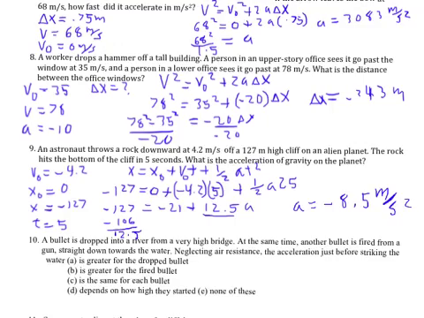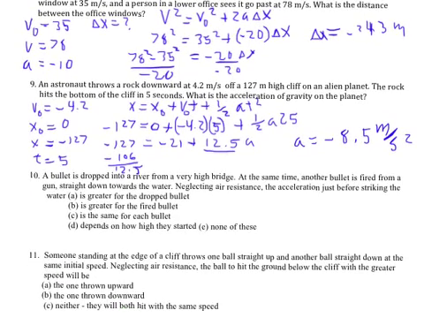Alright, enough of that sort of stuff. Let's go to these other ones. Okay, a bullet is dropped into a river from a very high bridge. At the same time, another bullet is fired from a gun straight down towards the water. If we neglect air resistance, the acceleration just before striking the water, keep in mind the entire time something is falling, it is going to accelerate at a constant rate. It is going to be the same for both bullets. And the answer is it's going to accelerate negative 10 meters per second squared.